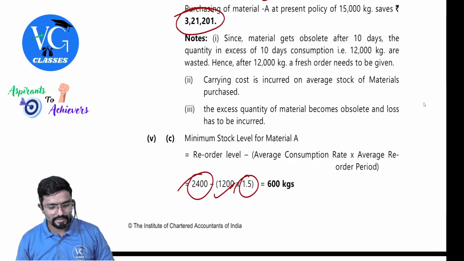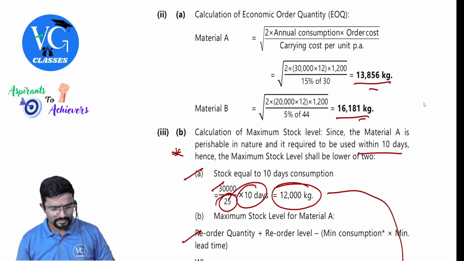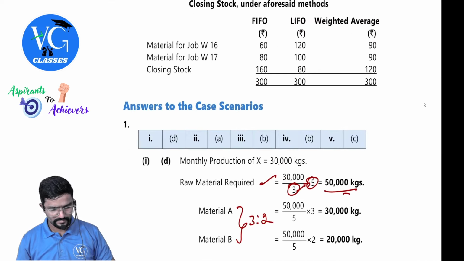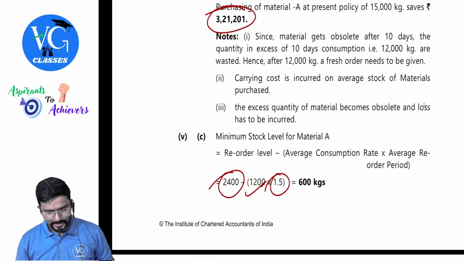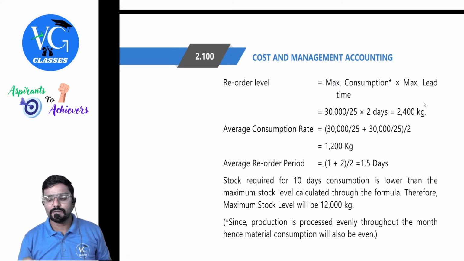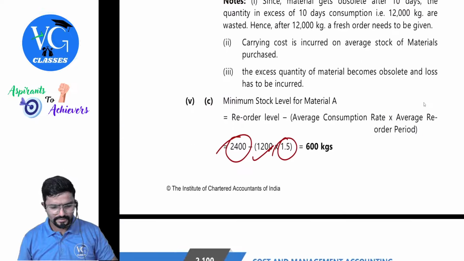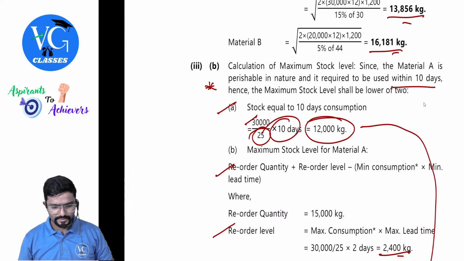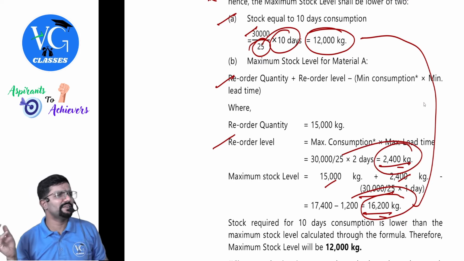Reorder level, sir, 2,400. Somewhere we did it, I guess, no? Okay. Reorder level is maximum into maximum, sir, which comes to 2,400. We did it somewhere, right? Yeah, here we have done the reorder level. When you have already done it, you need not do it again.